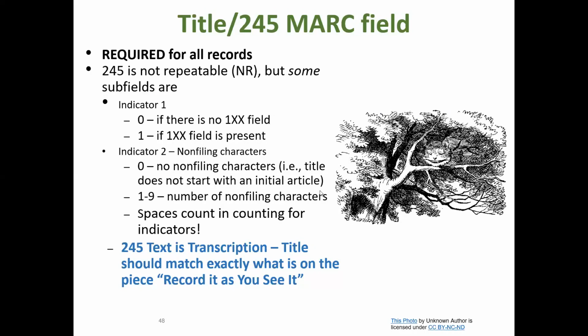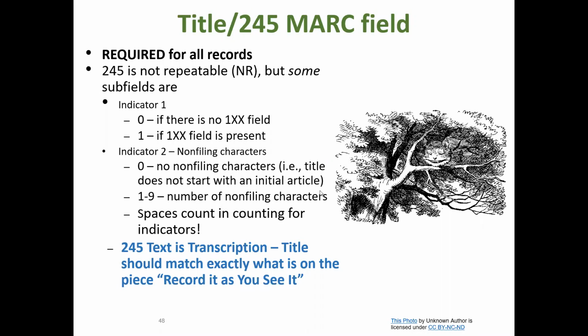So we already talked about the indicators, but I've given them here as a kind of cheat sheet. 0 if there's no 1XX field, 1 if a 1XX is present, and then the second indicator is where we count over for the articles. We only count over for the articles. So it's 0 if there are no articles in front of the title. If there is an article, if it's "a broker," that would be 2. Actually, wait, "a" space "broker," that'd be 3. So we have to count over including the spaces.